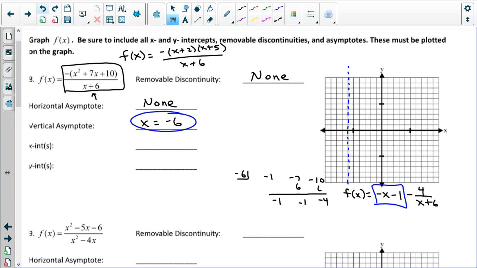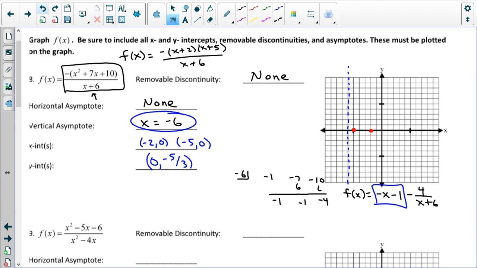So the x-intercepts of this graph are going to be where the numerator only equals 0. So that's at negative 2, 0, and negative 5, 0. And then the y-intercept is going to be at negative 10 sixths or negative 5 thirds. So I can put those points on the graph. So I have a point at negative 2, 0. I have a point at negative 5, 0.